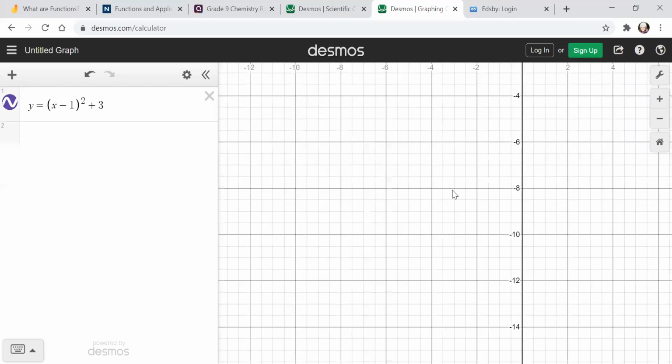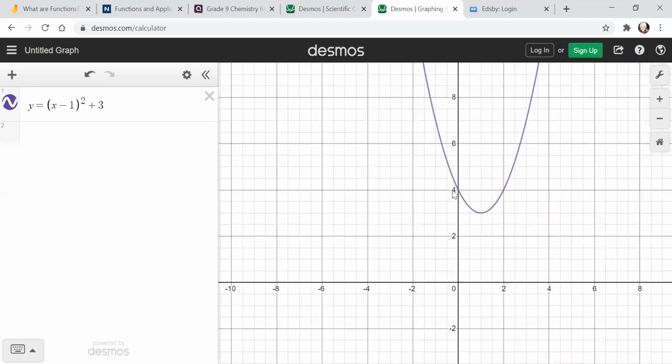No. So let's take a look at this graph here. What is the smallest y value that this parabola hits before it turns around and goes back up into outer space? Four. That's a y value. Does it have a lower y value? Yes, 3. Awesome.